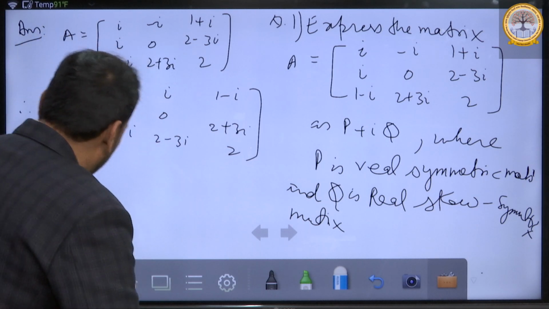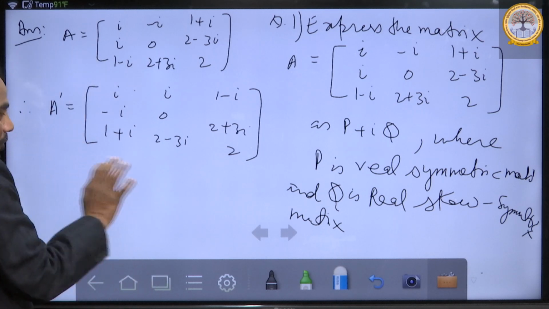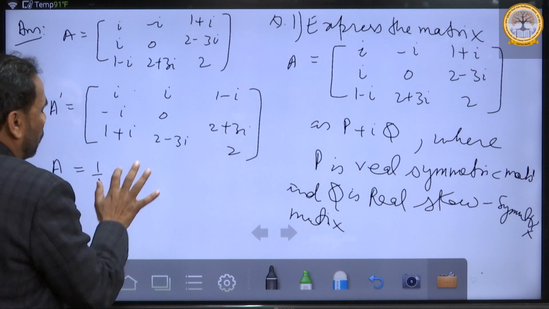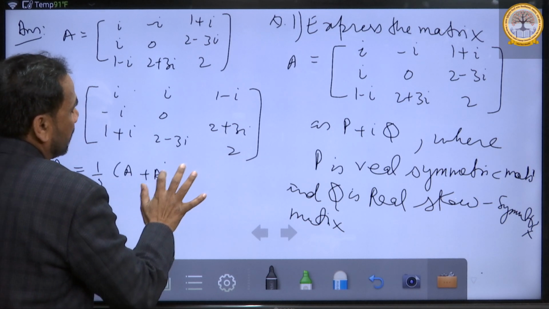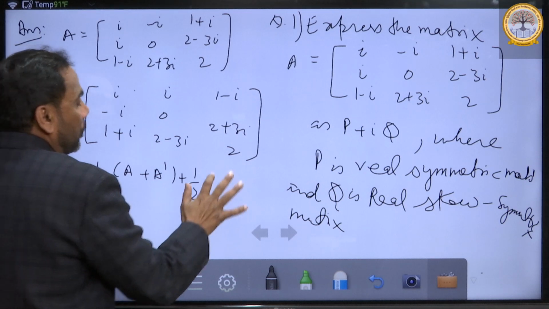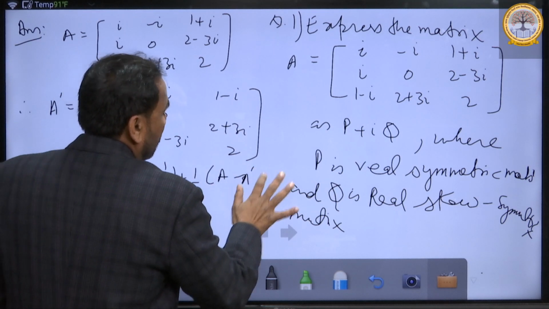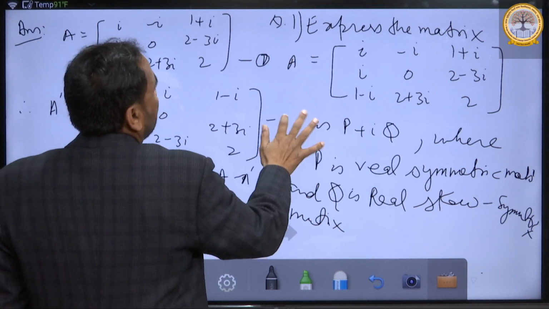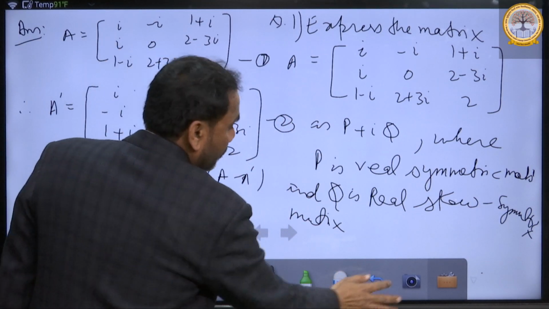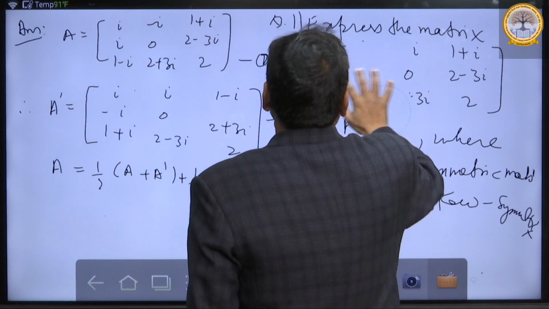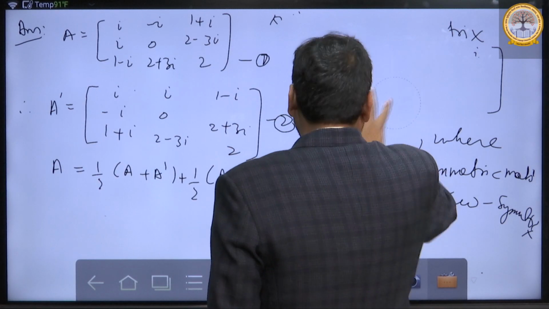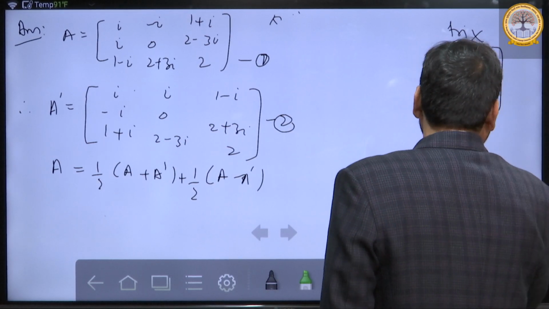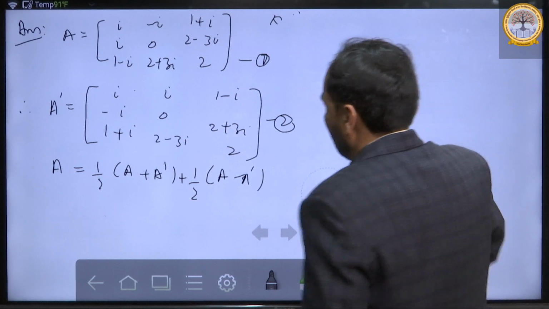We use this formula: A = 1/2 (A + A dash) + 1/2 (A - A dash). This is equation 1 and this is equation 2. We add A and A dash and also divide by 2.